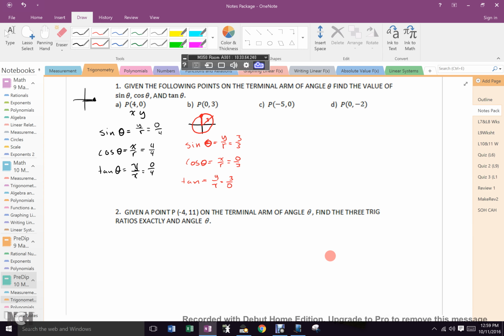You guys try the next two, because I feel that maybe I've screwed you over somehow. Where is the negative 5, 0 to find your r? It's right here, yes? So what's my r? Not negative. R can't be negative. R is 5. So what is the sine, the cos, and the tan?